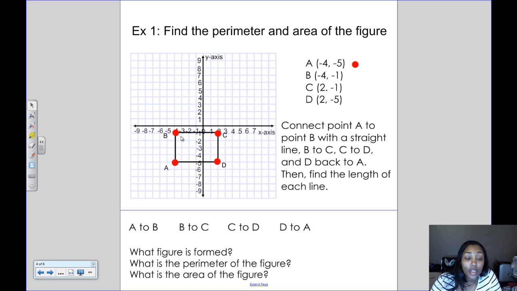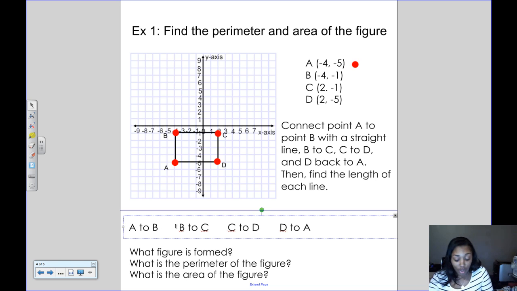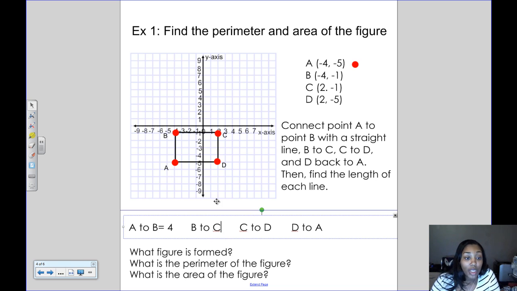Our next step is to find the distance between each one of the points. So I need to first look at the distance between point A and point B. So if I count the squares to get from point A to point B, I have to go 1, 2, 3, 4. So to get from A to B, I have to go 4. Then to go from B to C, again I'm going to count 1, 2, 3, 4, 5, 6. So to go from B to C, I have to go 6.